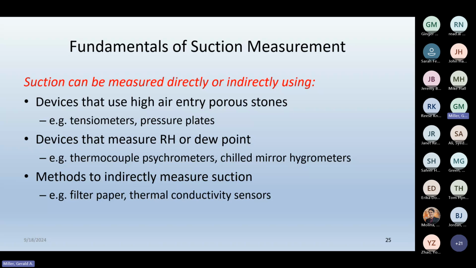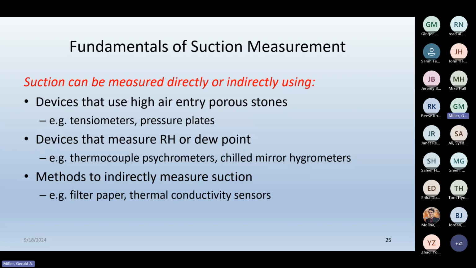So there are several ways to do it. Suction can be measured directly or indirectly. So direct measurements would typically involve the use of what we call a high air entry stone. And I'll explain what this is. And the devices that incorporate these for measurement would be tensiometers. Pressure plates are used to control suction and measure the soil water characteristic curve.